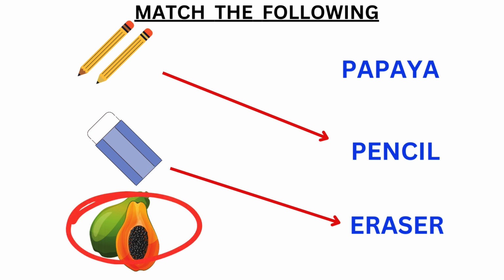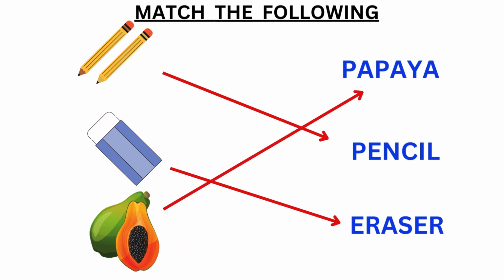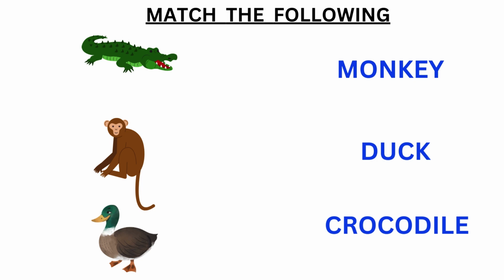Lastly, a sweet tropical fruit with orange flesh and black seeds inside. What do we call this? It's the papaya. On this slide, we have three different animals. First, a large reptile with a long snout and sharp teeth, often found in or near water. What do we call this animal? It's the crocodile.